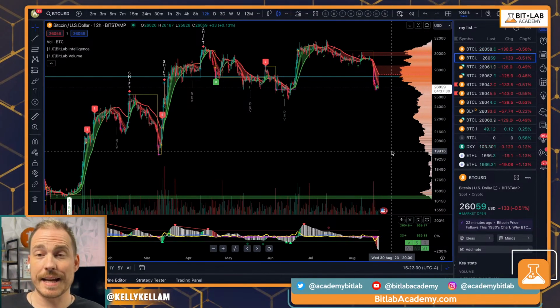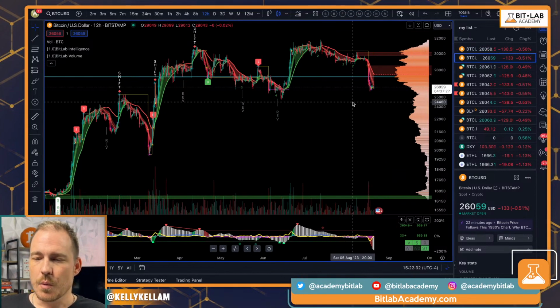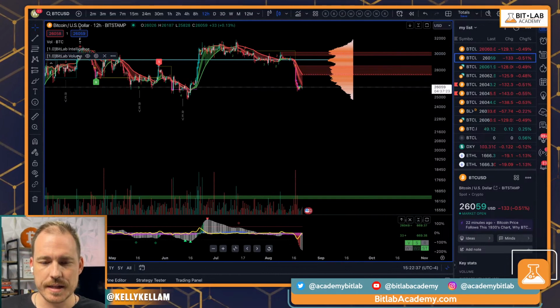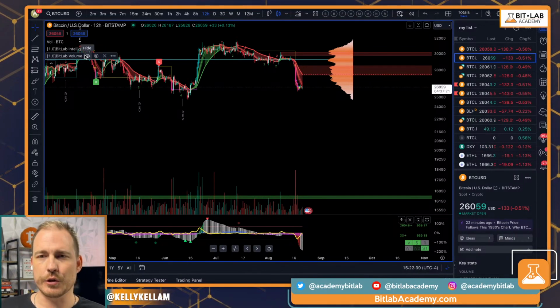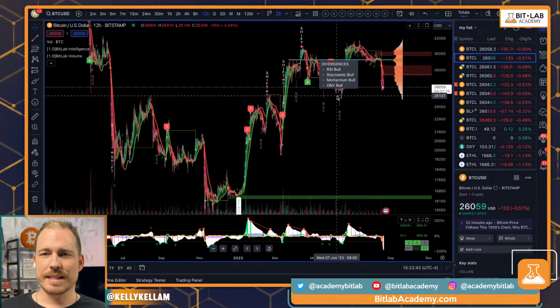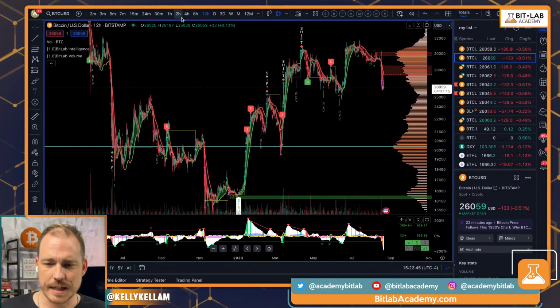In addition to looking at the volume profile, we also have these red and green bars here. These are order blocks. Now, these are very, very useful tools when trading because essentially these order blocks self-populate on the chart regardless of what time frame you look at.